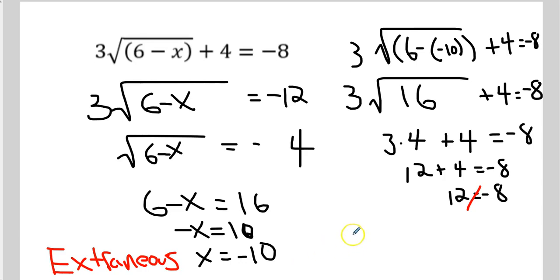If we were to check it, plugging our negative 10 back in, minus negative 10 is the same thing as plus 10. So we get 16. Square root of 16 is 4. So 3 times 4 is 12. 12 plus 4 is 16.